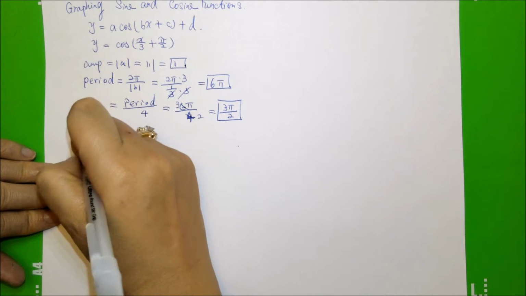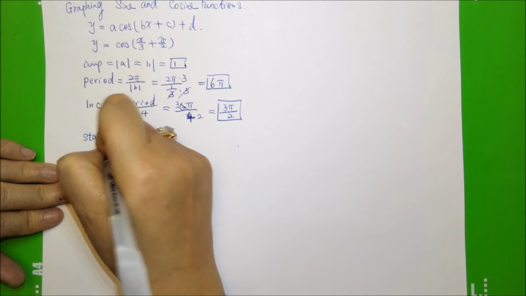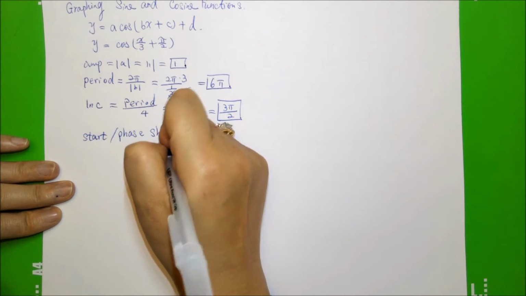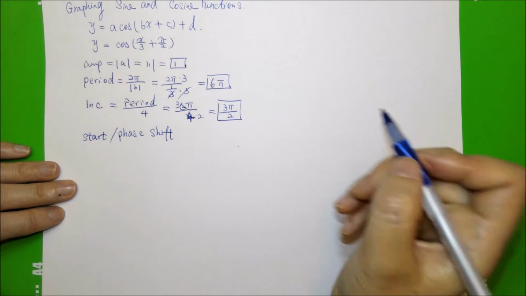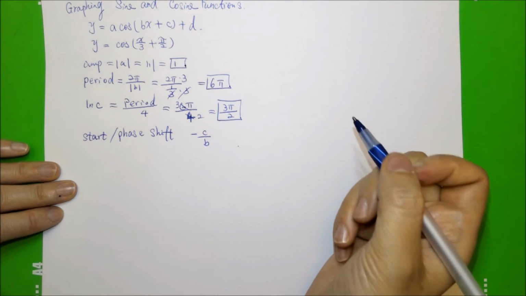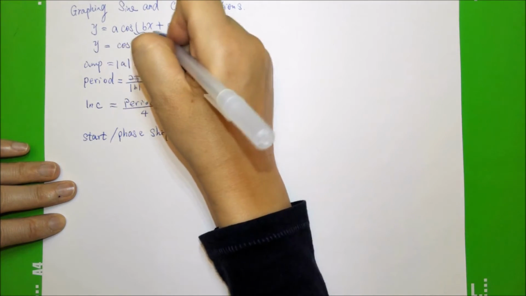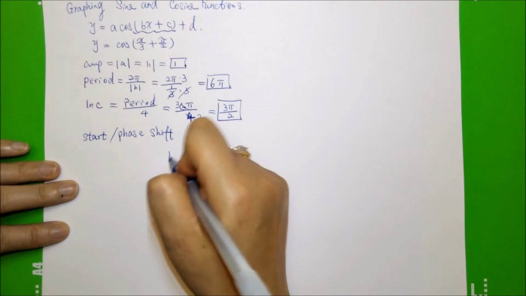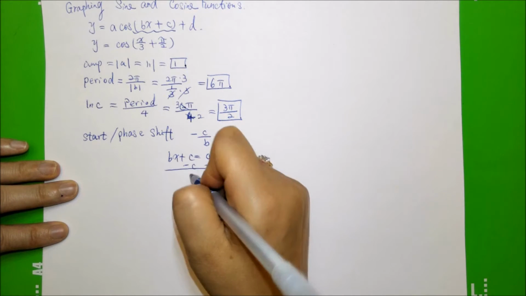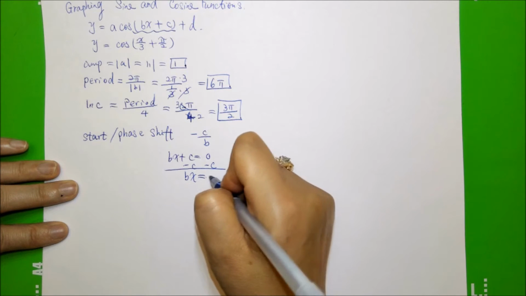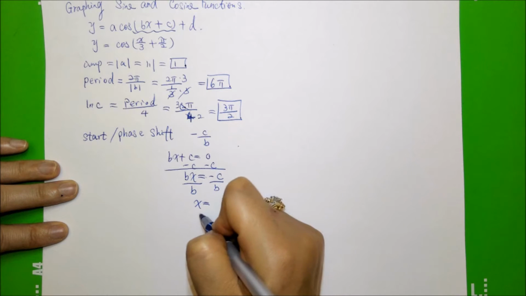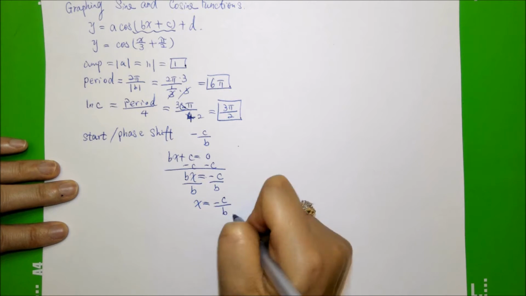Next, I need to know where exactly my graph starts. The start point, called the phase shift in the book. The formula for the start point is negative c over b. This formula actually sets the entire parenthesis equal to 0. When you have bx plus c equals 0, subtract the c on each side. The left side has bx, and on the right side you have negative c, divided by b on each side. That's how you get start point equals negative c over b.